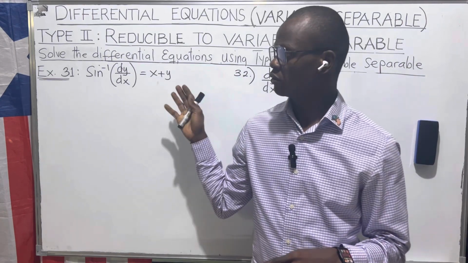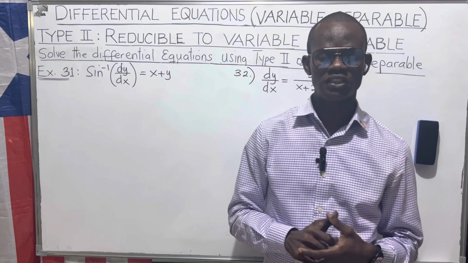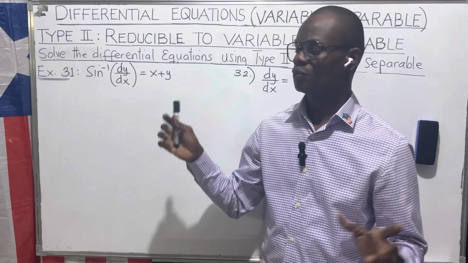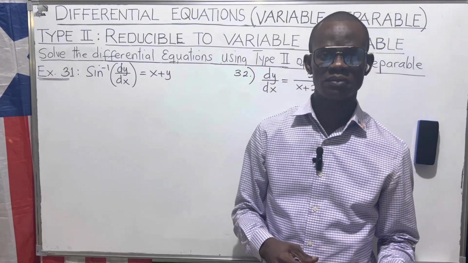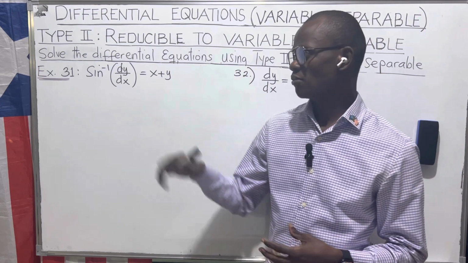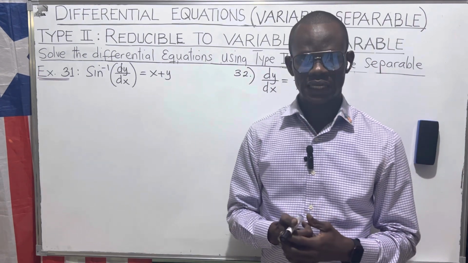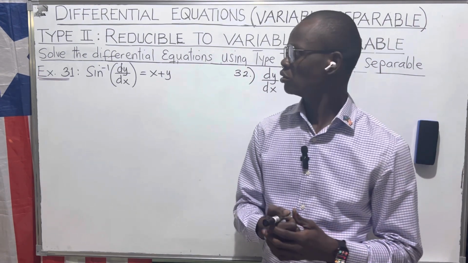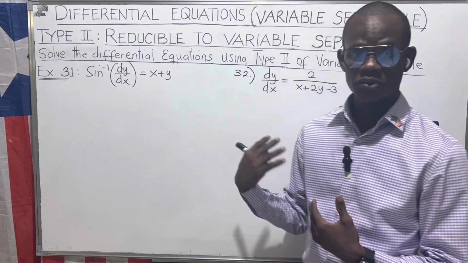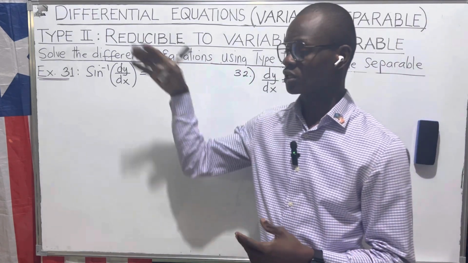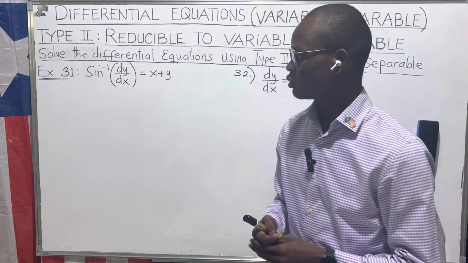So we want to look at the second type, type 2, which we call reducible to variable separable form. If you have a problem and you notice that you can reduce it to variable separable form, then it means that it is under type 2. So let's look at a few examples.